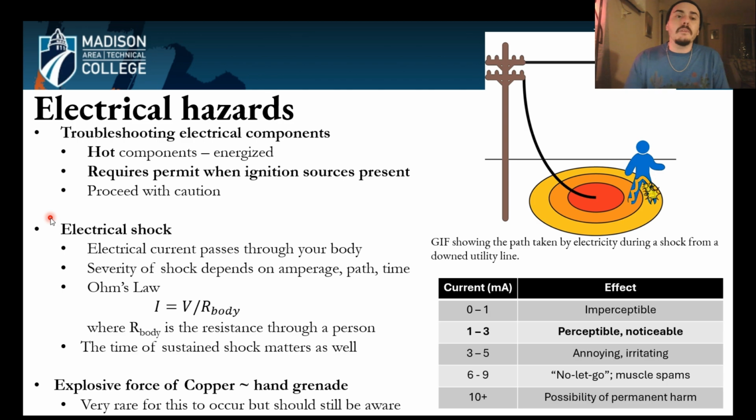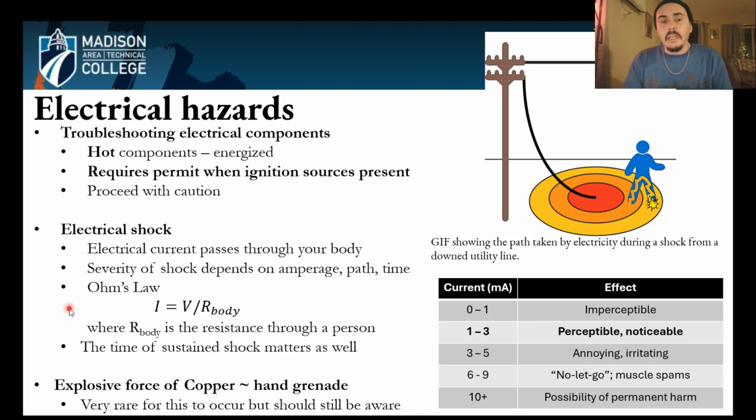But basically, what happens with electrical shock is it's electrical current that's going through your body. Over here, I have a doodle, this little GIF, showing the path of the electricity taken during a shock from a downed utility line. As you can see, the electricity would come down through here, and basically you serve as a wire. Electricity goes through the ground and then up through your leg and down through the other one. And the severity of the shock depends on the amperage, path, and time.